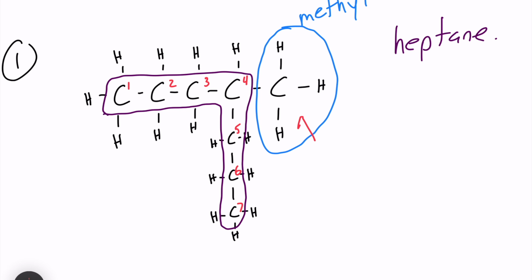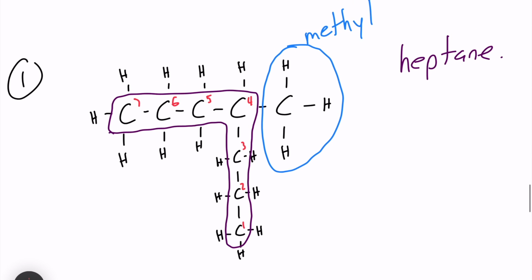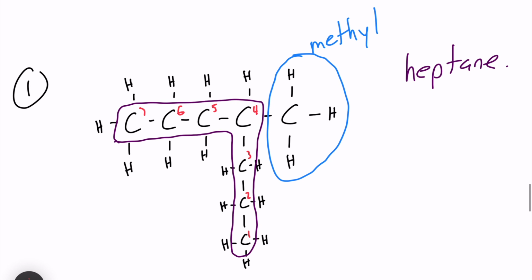And I am going to try to number the carbons the opposite way. So we have 1, 2, 3, 4, 5, 6, and 7. And you will notice that it makes no difference whatsoever. Our substituent, our methyl group, is attached to carbon number 4, no matter the way we number the carbons.